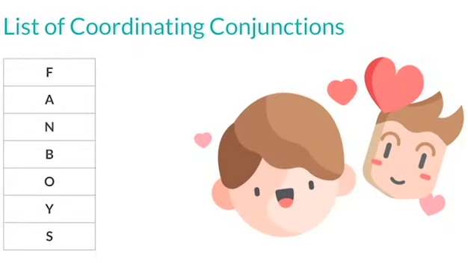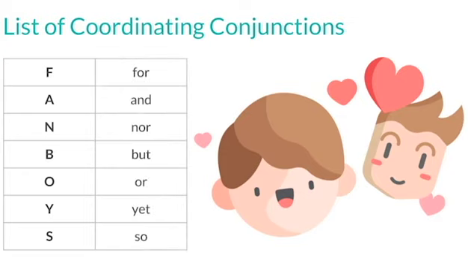Now here's our list of coordinating conjunctions. You're probably wondering, what are these two boys doing over here? Why are they so excited? Well, they're excited because they are what we call fanboys. Fanboys are boys who are very excited and huge fans of something. They're really excited about something. Why are we talking about this? Actually, fanboys is an acronym for coordinating conjunctions.